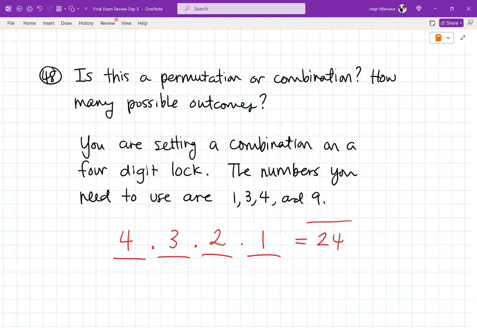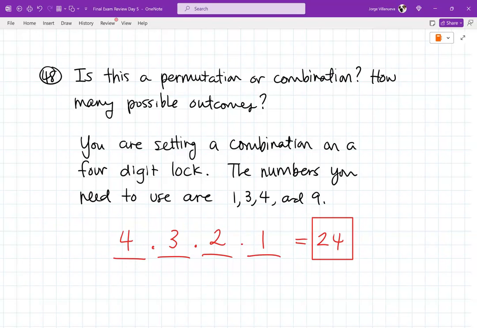So this, by the way, is a permutation. Order does matter in a sense because once you pick one number, you cannot use it again, right? So there's that answer for number 48.